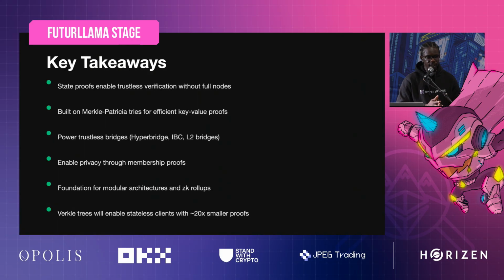So I just want to summarize my talk. State proofs essentially allow for cryptographic verification of on-chain data. There are different schemes for this. You have your classic binary Merkle trees, you have the Merkle-Patricia trees, and we have the upcoming Verkle trees. They power trustless bridges and trustless interoperability protocols that don't rely on centralized multi-sigs or middlemen. They also enable privacy. For instance, Tornado Cash actually builds a Merkle tree on-chain, and that's a kind of Merkle proof that enables privacy. And they are also the foundation for future modular blockchain rollups.